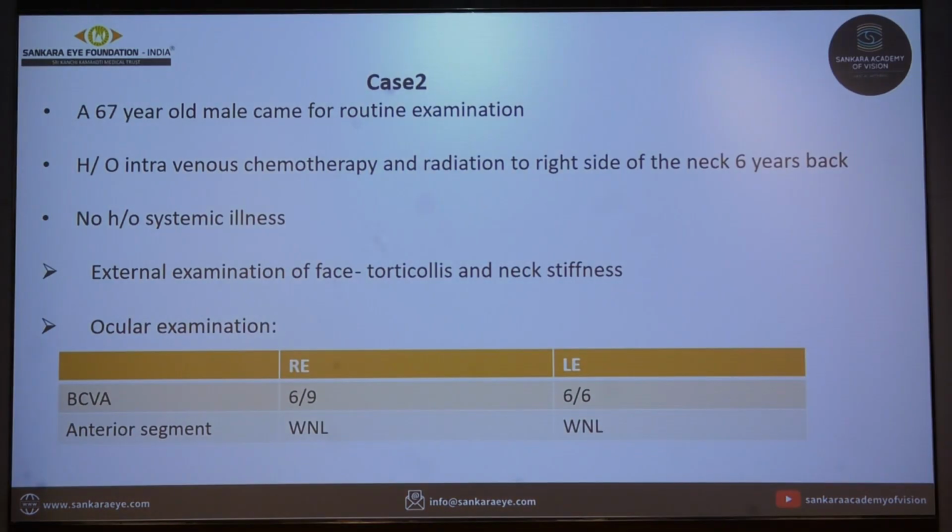So now in case 2, a 67-year-old male came for routine examination. He had history of intravenous chemotherapy and radiotherapy to the right side of the neck 6 years back. He had no history of any systemic illness. On external examination of the face, it showed torticollis and neck stiffness. His best corrected visual acuity was 6/9 in the right eye and 6/6 in the left eye. Anterior segment examination of both eyes was normal.